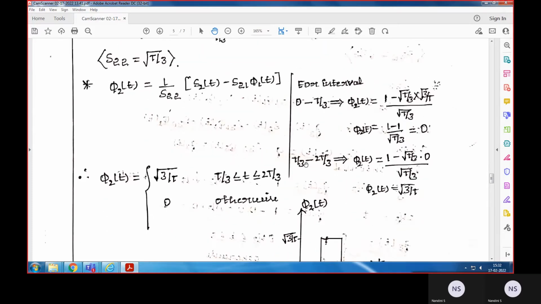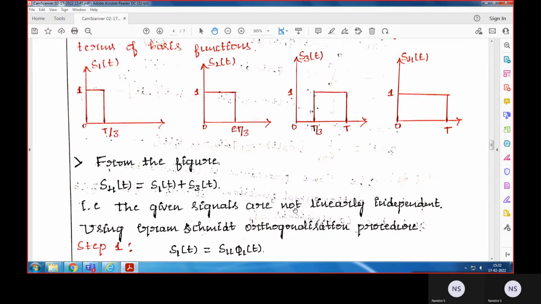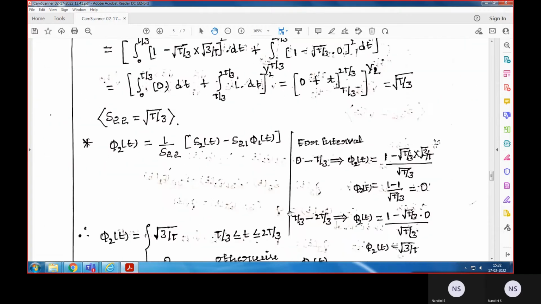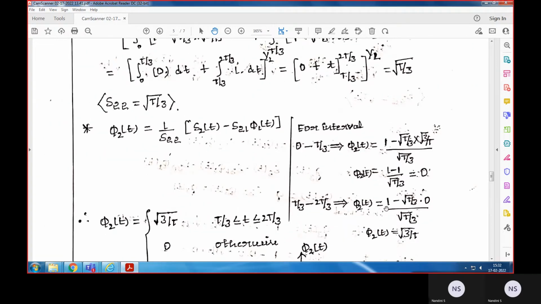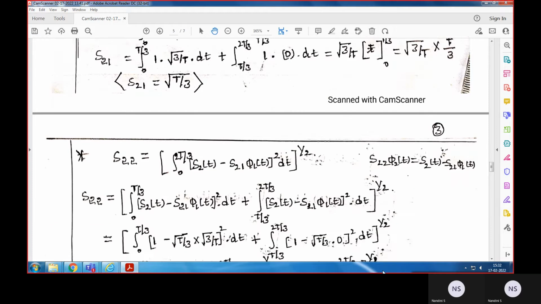And for the second interval, t by 3 to 2t by 3, because the second signal exists from 0 to 2t by 3, phi2 of t equals 1 minus root of t by 3, and phi1 of t exists only in the duration 0 to t by 3. From t by 3 to 2t by 3 it doesn't exist, so the value is 0.